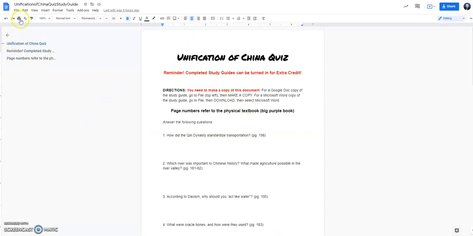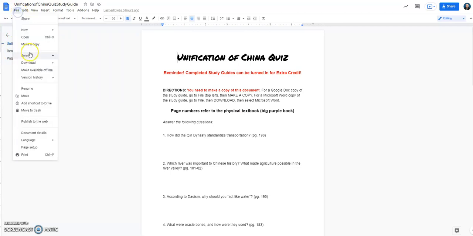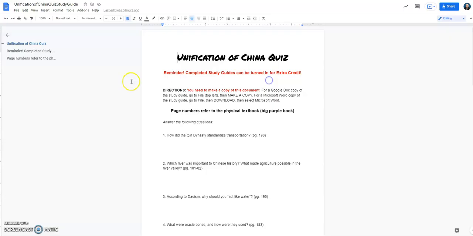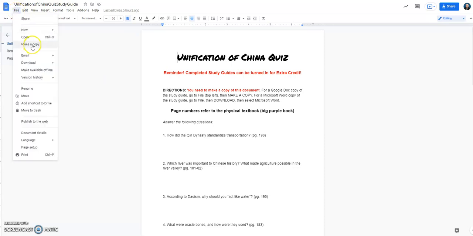So if you have Gmail and you prefer Google Docs, you're going to go to File, Make a Copy. I would suggest putting your name in here, kind of replacing the "Copy of" with your name. Hit OK. This will open the study guide in a new window. That'll be your copy. It'll save to your Google Drive. So again, if you want a Google Docs version of the study guide and you have Gmail, go to File, Make a Copy.